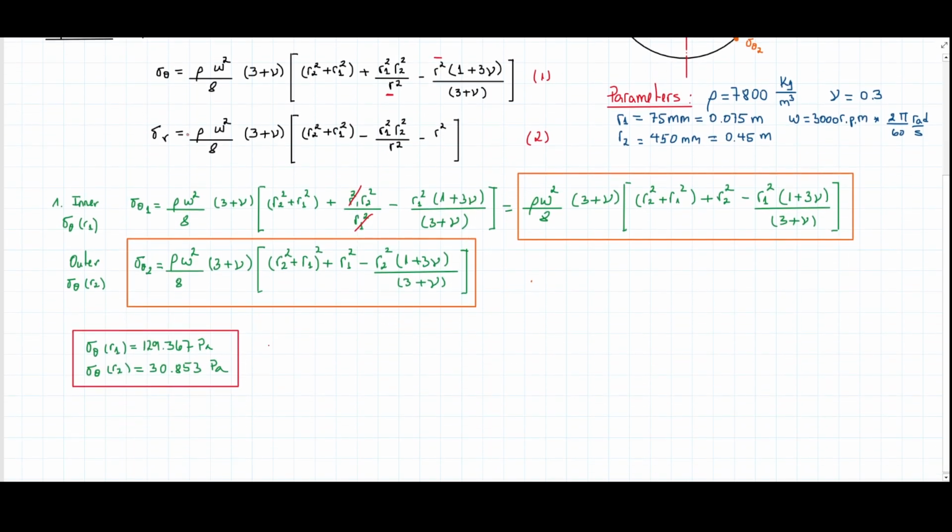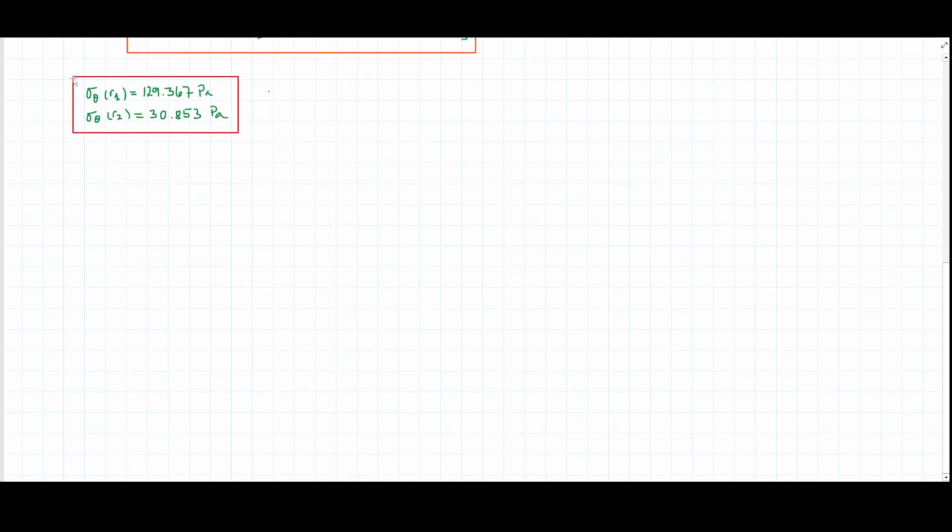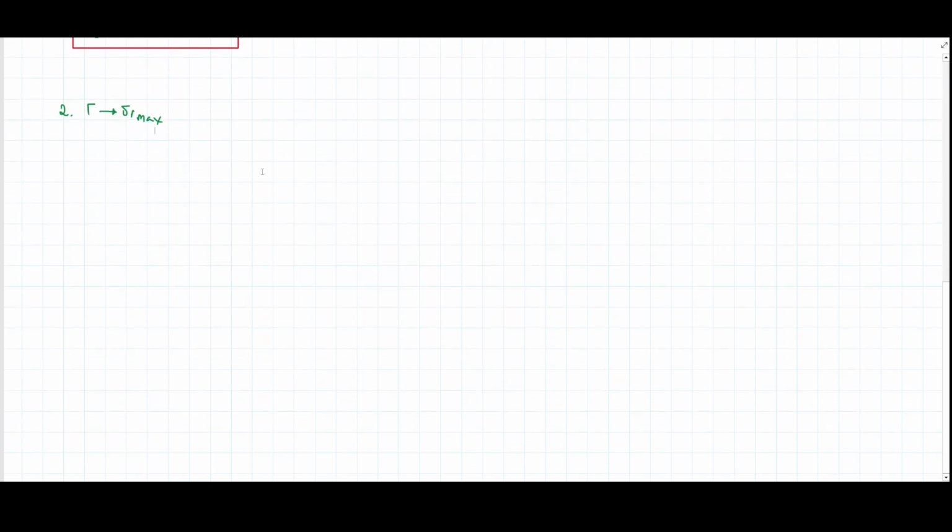Okay, so it means that we need to find the radial stress, which we can calculate by using equation 2, meaning that we need to operate with this one here. Now, let me just copy this one here. And let's say question number 2, r where sigma r is maximum. Yeah, so let's put it here.